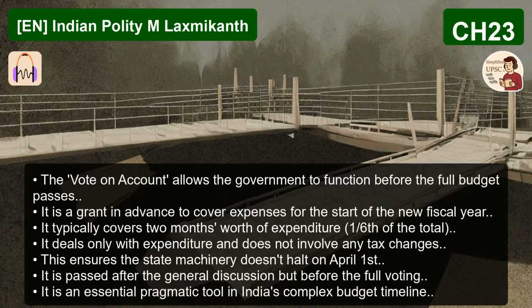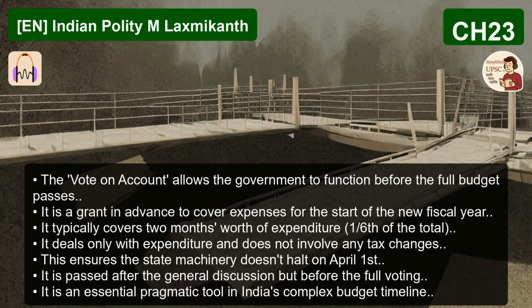Okay, moving to financial accountability. Let's discuss the budget process, the primary tool of Parliament's fiscal control. We have to start with the correct constitutional terminology. Article 112 refers to it as the annual financial statement. The word budget is just the popular name we use.